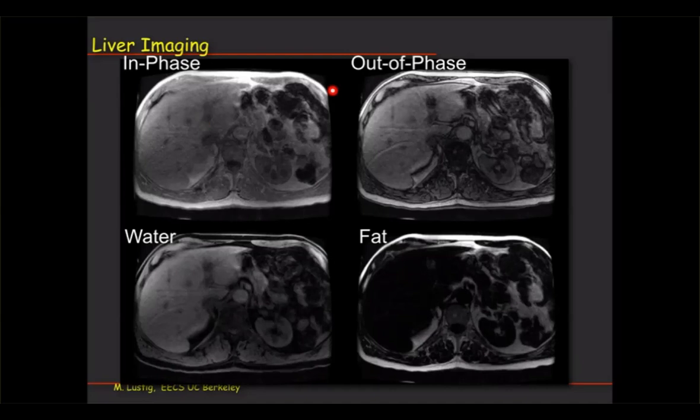Now you can take those two images and do what's called Dixon imaging. It's not exactly the same, but if you add these two images, this is in phase, this is out of phase, you add these two images, you get the water image, and because these are opposed phase, if you subtract them, you end up with a fat image.